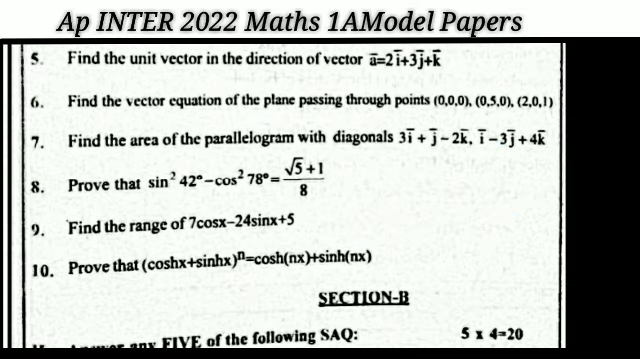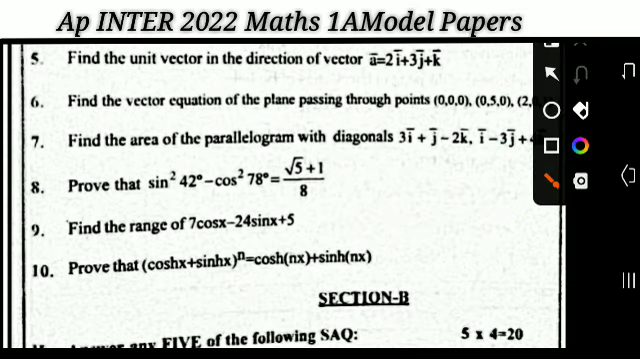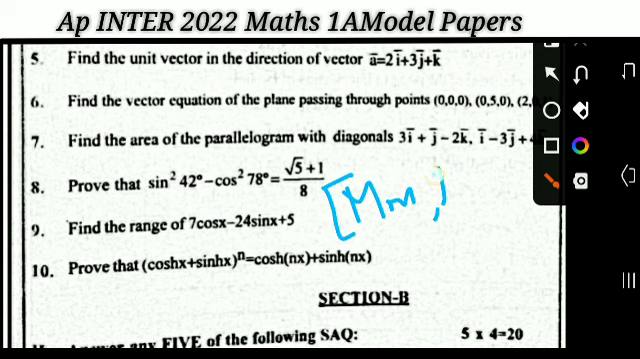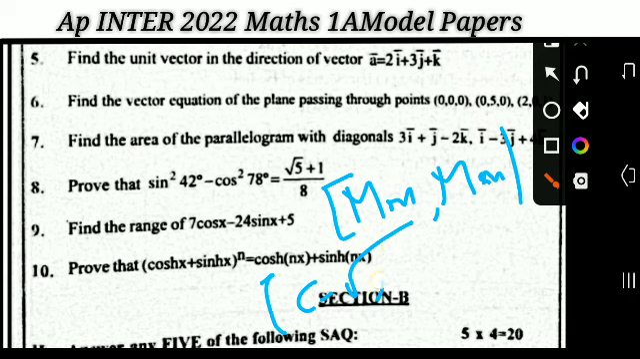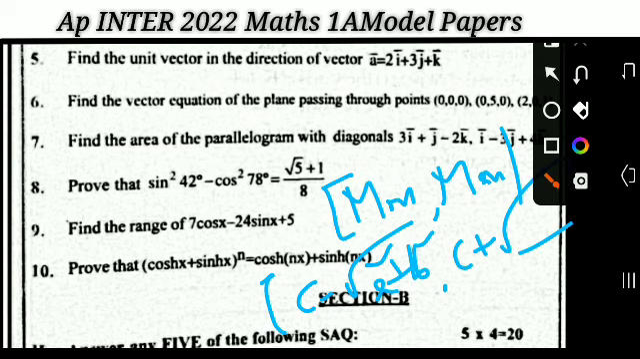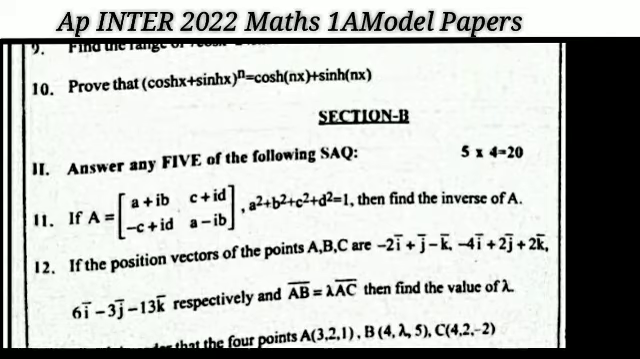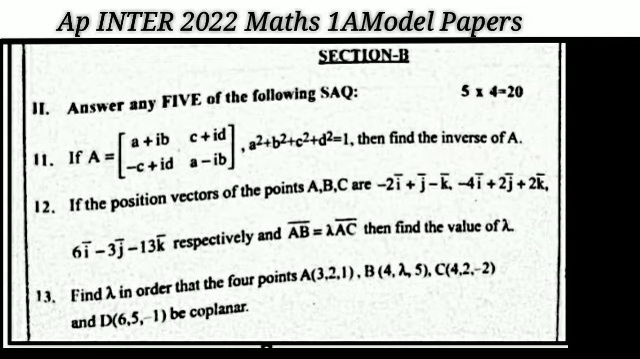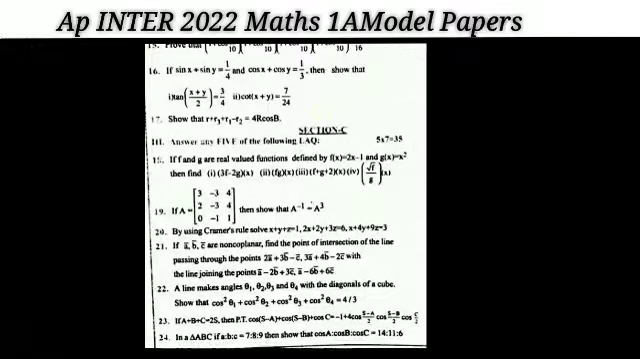Find the range. Same formula. Range is equal to minimum value comma maximum value. What is the minimum value formula? C minus square root of a square plus b square. What is the maximum value formula? C plus square root of a square plus b square. Okay. Next, prove that this value. Next, 11th one, find the inverse. Find the lambda value. Find the lambda value.